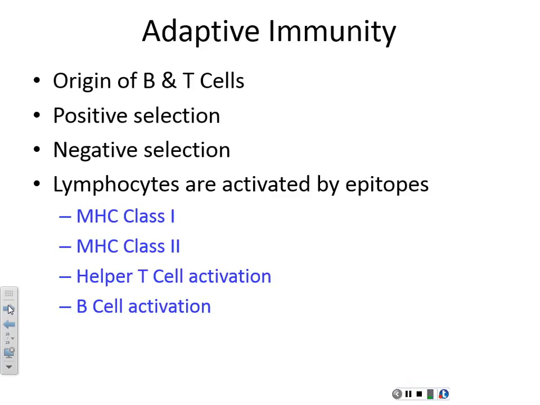But if any cell becomes infected, even if it's an antigen-presenting cell, if it's a dendritic cell, it doesn't matter. It will be cytotoxically killed, because it will show the bug on the MHC class 1. And with the MHC class 1 antigen complex, cytotoxic T cells will kill that cell because it's infected. So know the difference between these two, 1 and 2, and then of course helper T cells, where they're activated.